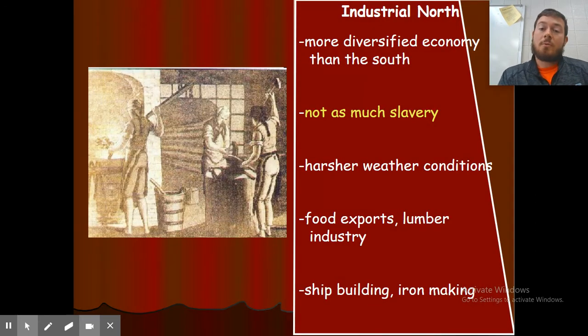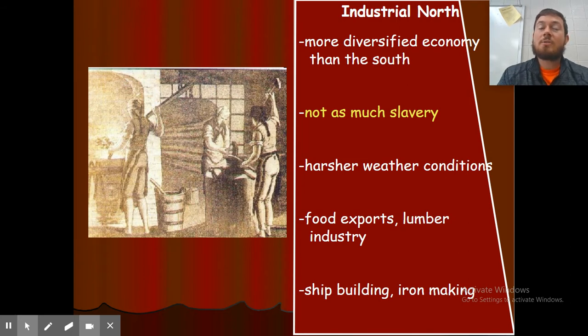You had the industrial North. They were more diversified economically than the South, meaning that they did a little bit of production on their own without having to send off the raw materials to England. There was not as much slavery in the North. One of the reasons is that slavery was typically used on plantations and for agricultural purposes, and in the North, not everything was based around agriculture. So because it was more diverse, it needed fewer slaves.